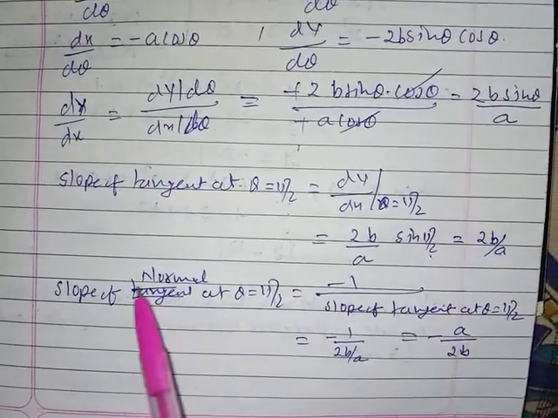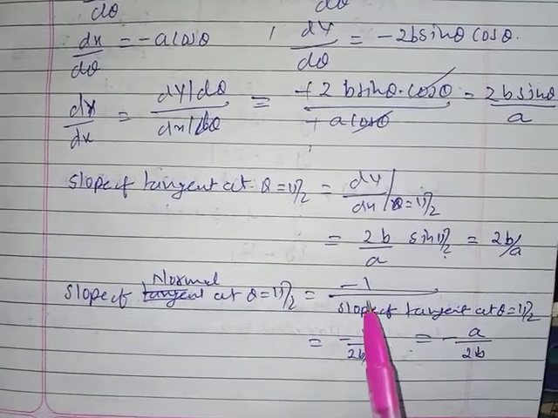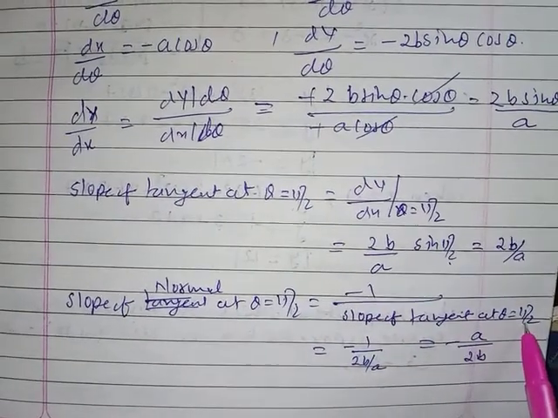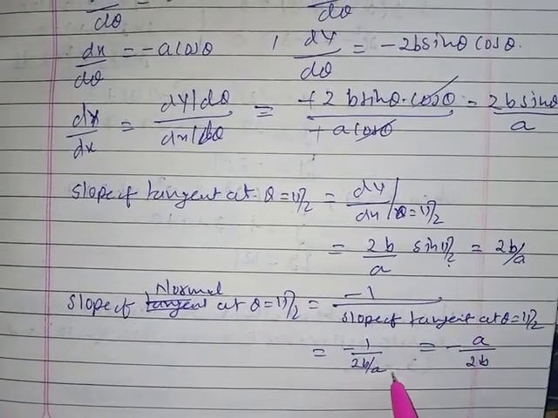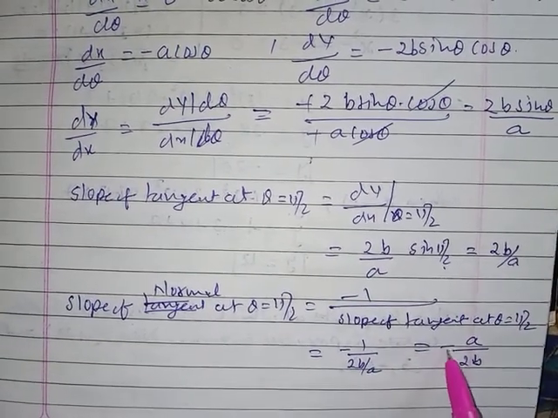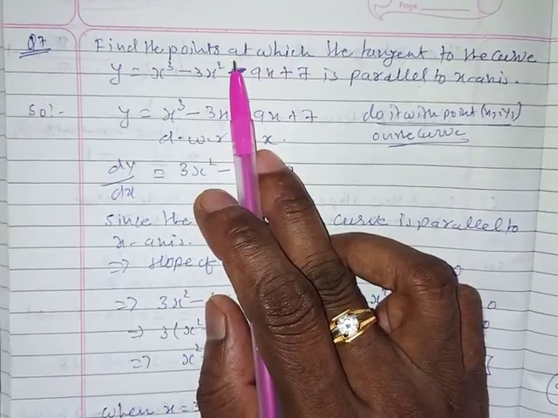But what do we actually have to find? We have to find the slope of a normal. Slope of a normal is equal to minus 1 upon the slope of tangent. Slope of tangent is this. So minus 1 upon 2b upon a. If you invert it, you will get minus a upon 2b.